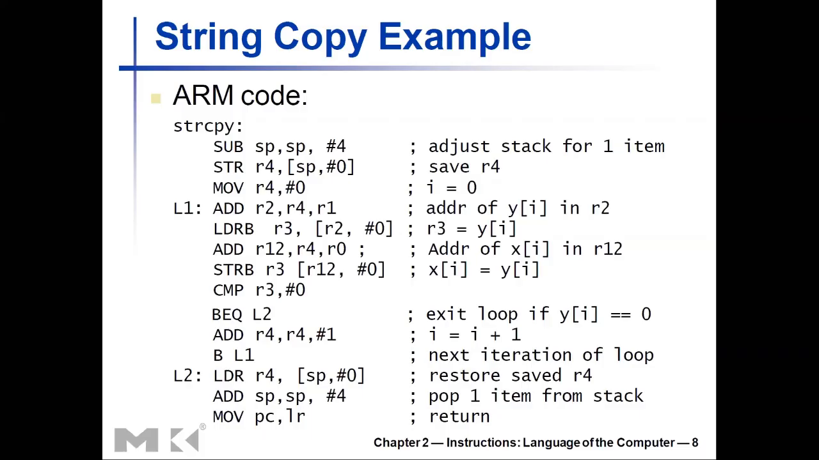Then when we come to L2, what we are doing is we release the stack space we allocated for storing R4, for preserving R4. So you restore the value of the register R4 with this LDR R4, [SP, #0] instruction, and then release the stack space by incrementing the stack pointer by 4. And then finally we return from the function by executing this instruction, MOV PC, LR.